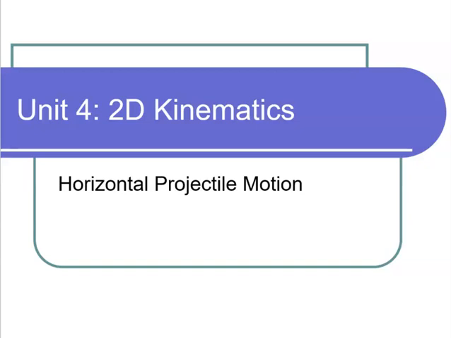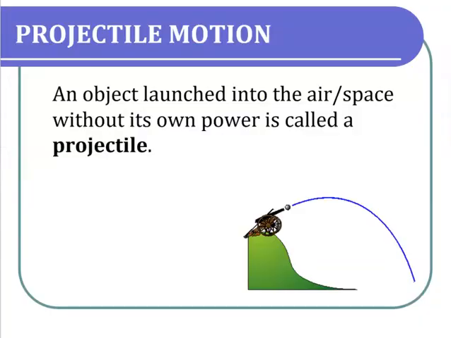So in this video, we're going to start Unit 4, Two-Dimensional Kinematics. Specifically, we're going to call this horizontal projectile motion. So first, what is a projectile? A projectile is any object that's launched into the air without its own power. That is what we call a projectile.